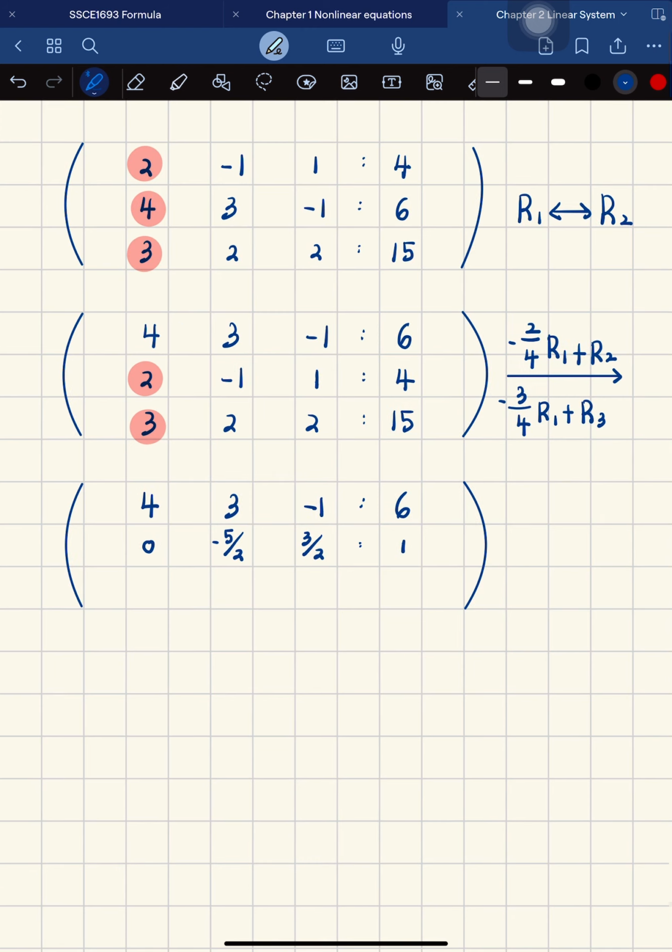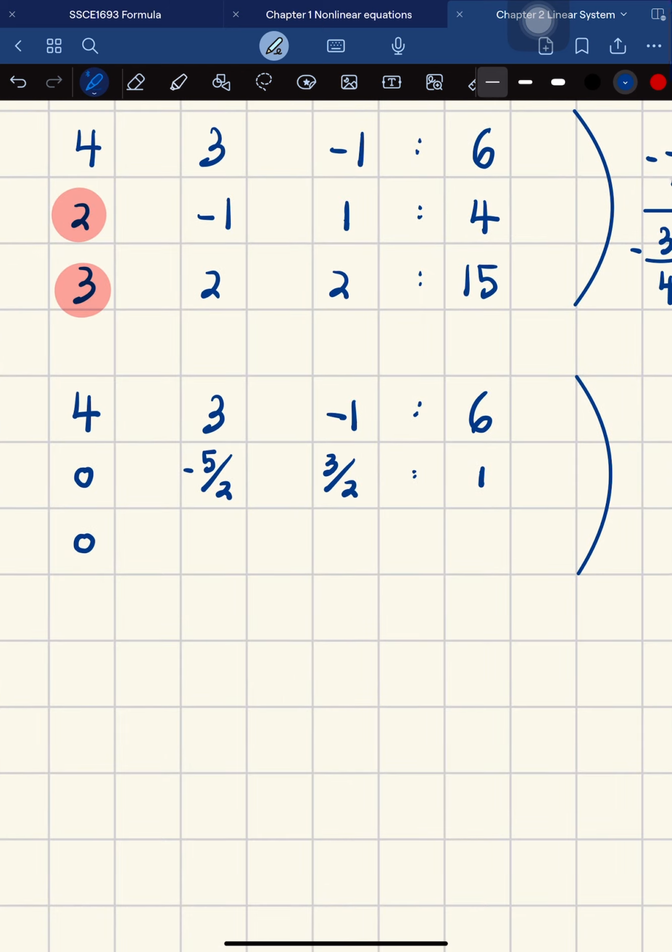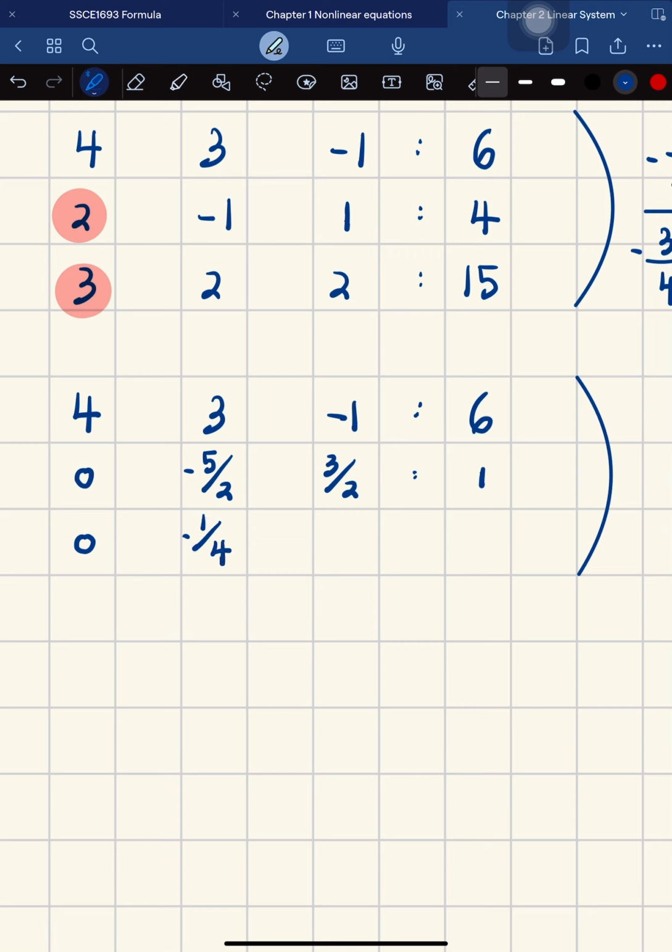Okay. So the third row is 0. So R1 times 4 plus 3, obviously equal to 0 times 3 and then plus with 2, negative 1 over 4. And then negative 1 plus with 2, 11 over 4. Six plus 15, 21 over 2. Okay.